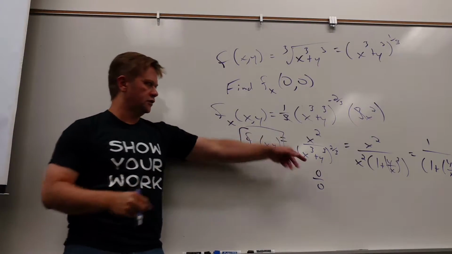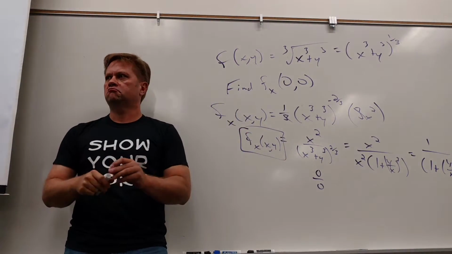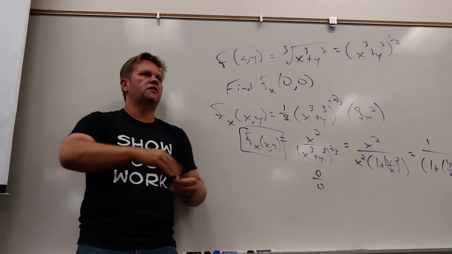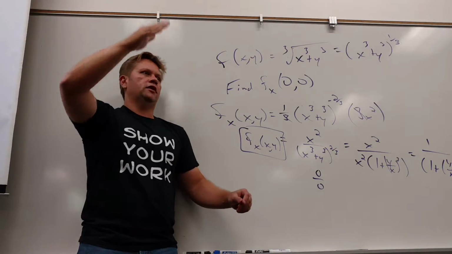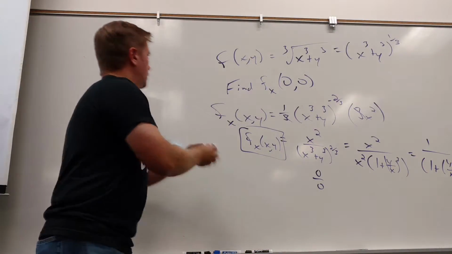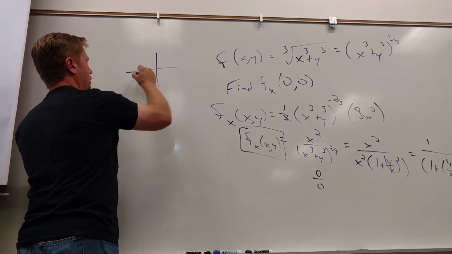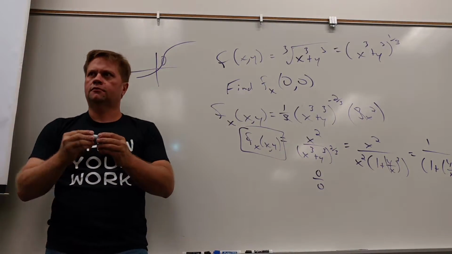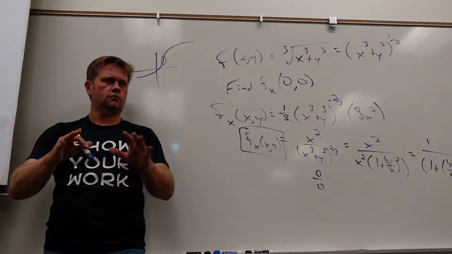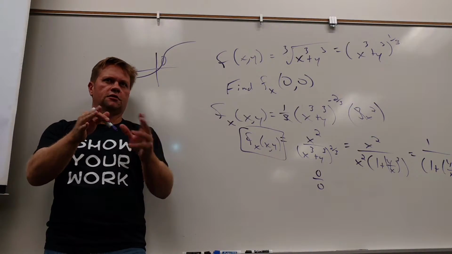If it was 1 over 0, that'd be awesome. I know what it is. It doesn't exist in a very specific way. It's infinite then, right? Infinite slope is fine with us. In fact, we have functions that are closed that have infinite slopes. Yes or no? Yes? Okay, cool.